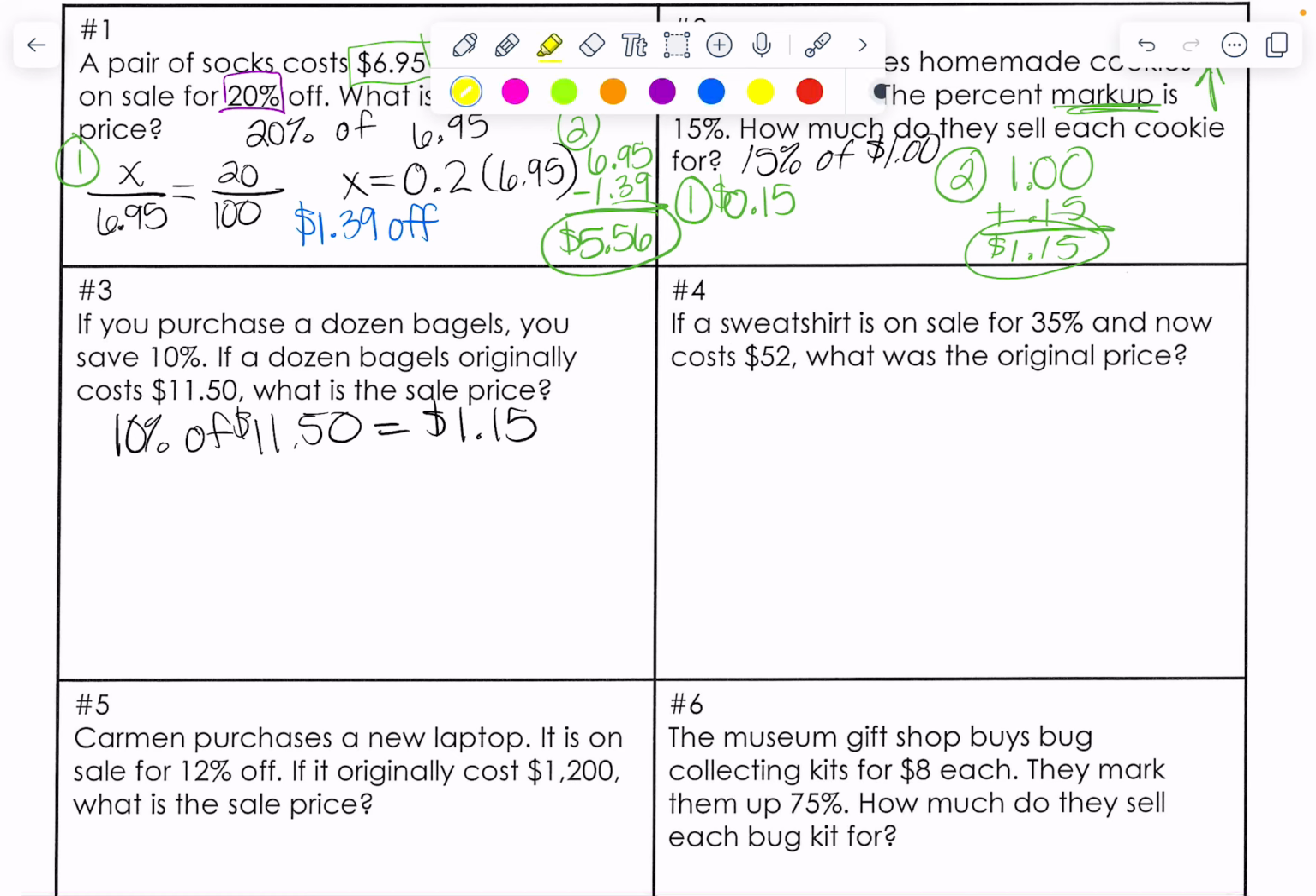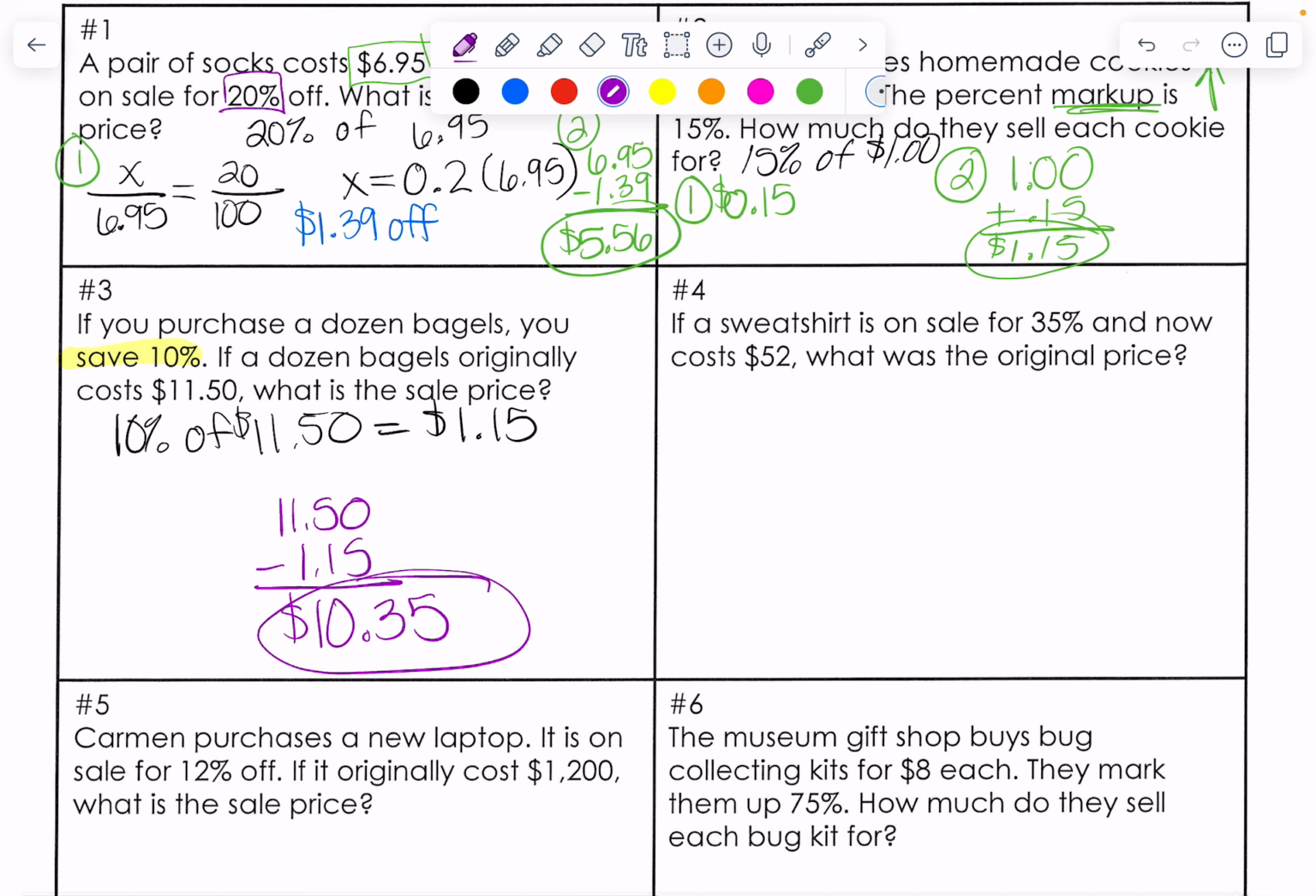So then I'm going to go back and read this. So it's saying I'm going to save 10%. Okay, so if I'm saving 10%, that means I'm getting 10% off. So now I want to do $11.50 minus the $1.15. And I'll figure out that I'm going to be able to buy those bagels for $10.35.